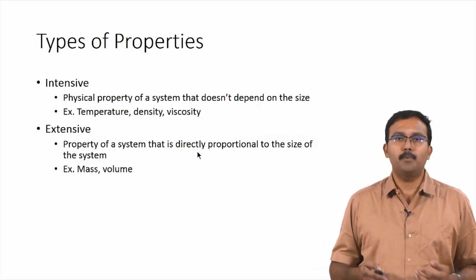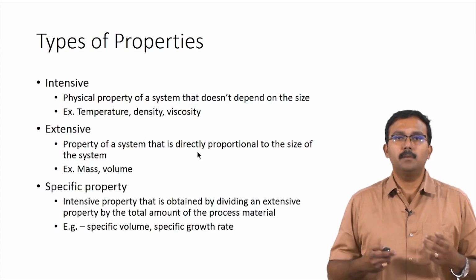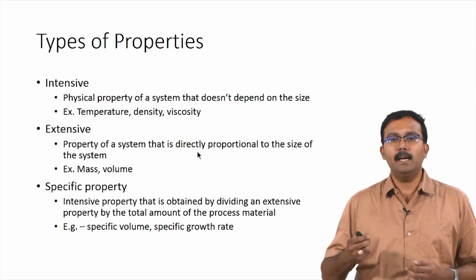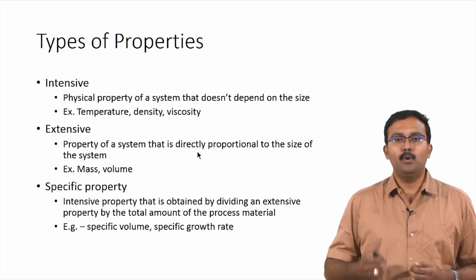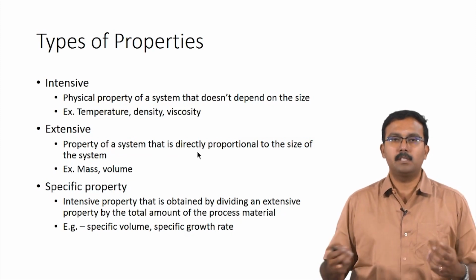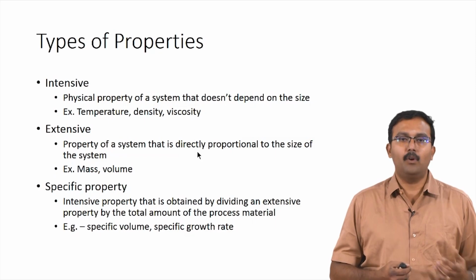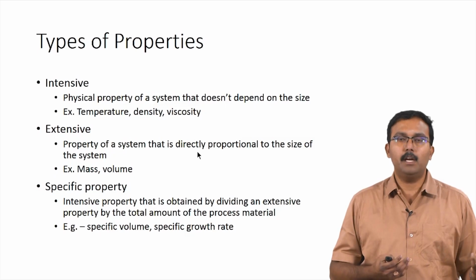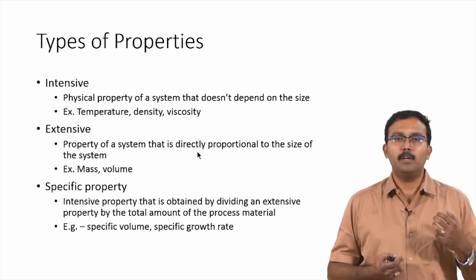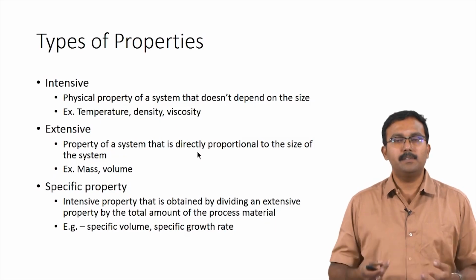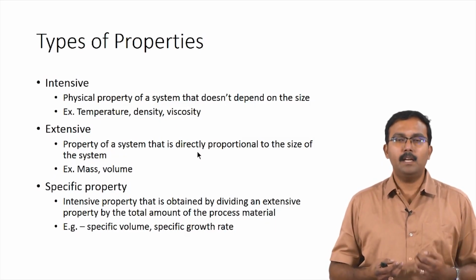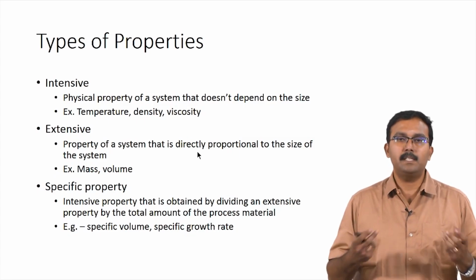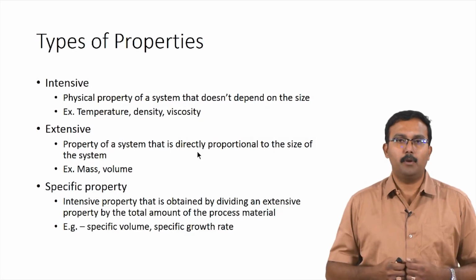You can convert extensive properties into intensive properties using something called a specific property. A specific property is an intensive property obtained by dividing an extensive property by the total amount or mass of the process material. Examples would be specific volume and specific growth rate. If you remember when we discussed biochemical reactions with cell culture, we were talking about growth rate and specific growth rate. Specific growth rate was obtained by dividing growth rate by the biomass concentration or the biomass number. So, this gives a specific property which is an intensive property.